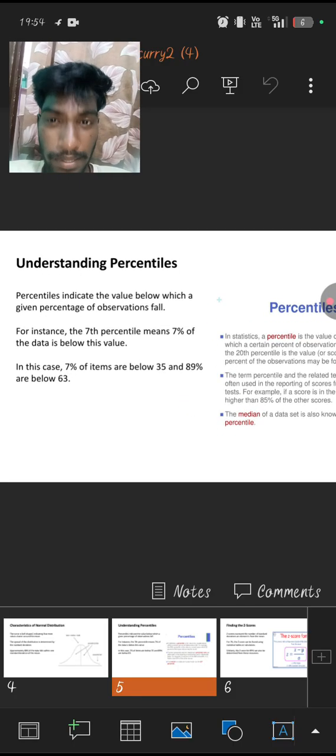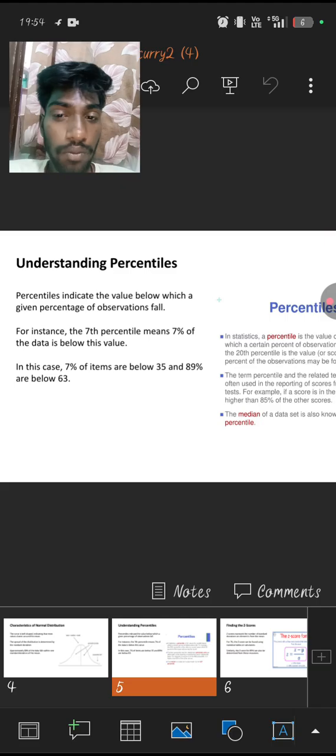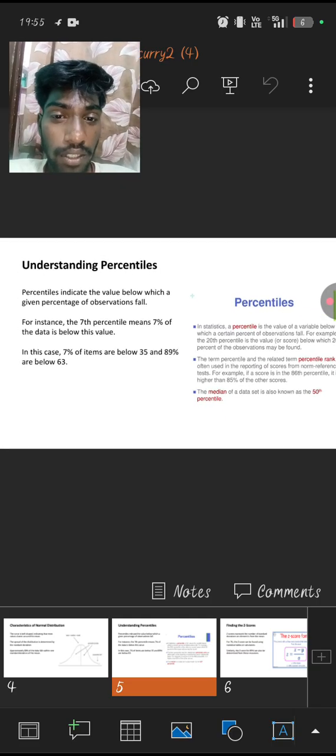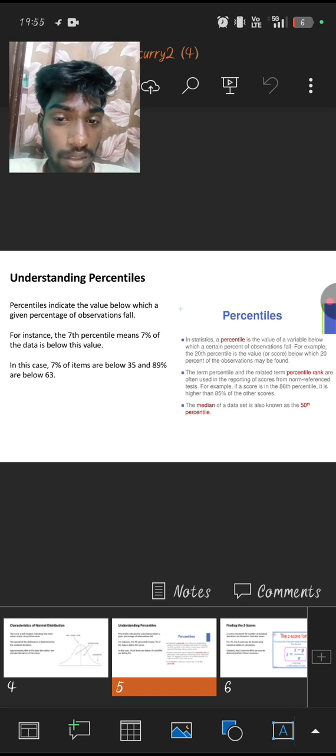Understanding percentiles. Percentiles, that means the percentage, indicate the value below which a given percentage of observations fall. For instance, the 7th percentile means 7% of the data is below this value. In this case, 7% of items are below 35 and 89% are below 63.